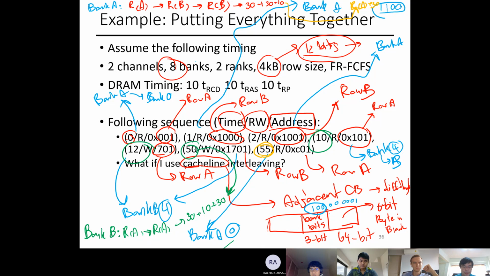Bank B, there are 3 requests to bank B. The first request arrived at cycle 10. That goes to row A, followed by cycle 12, also go to row A, so that's 30 plus 10. At cycle 50, when you finish servicing these 2 requests, another request arrived to row B. So that's another 30 cycles. So at cycle 50, you add 30, that's 80. So at cycle 80, everything finished for bank B.